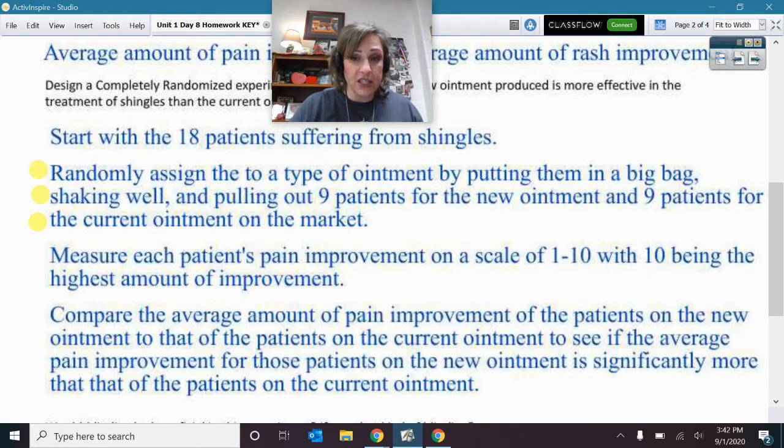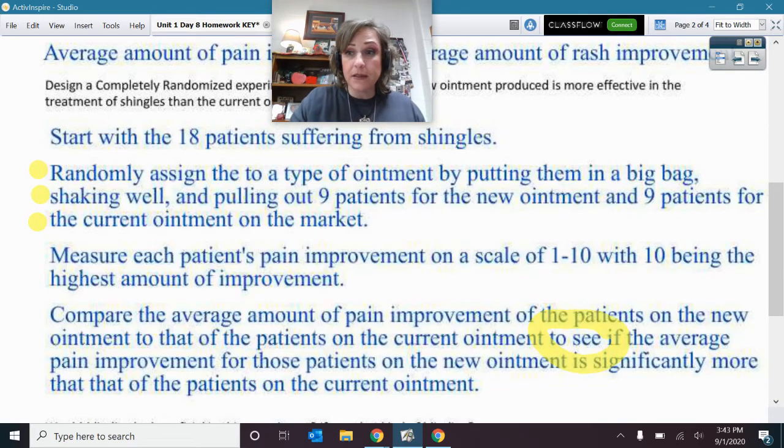Measure each patient's pain improvement. So I made a decision: pain improvement on a scale of 1 to 10, with 10 being the highest amount of improvement. Okay. And now here comes our compare, here's our 2C. Compare the average pain improvement of the patients on the new ointment to that of the patients on the current ointment. 2C if this average improvement of the patients on the new ointment is significantly more than that of the patients on the current ointment.